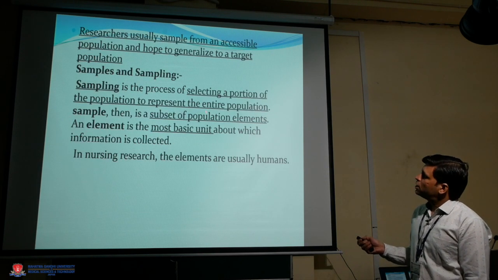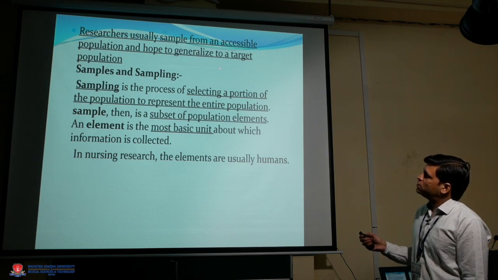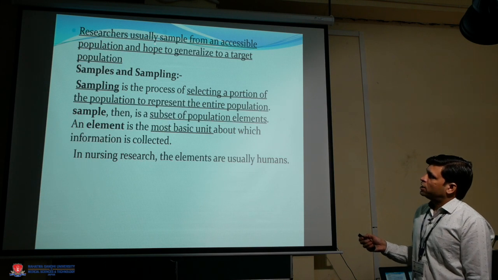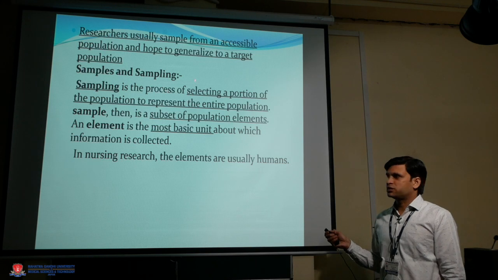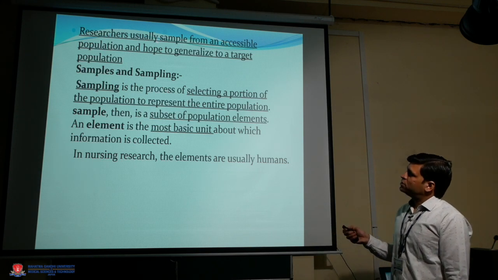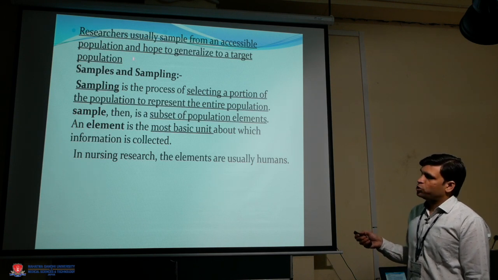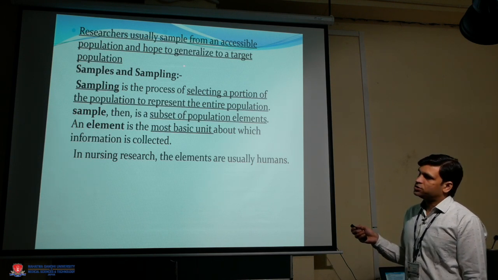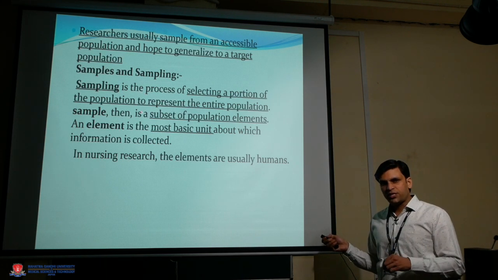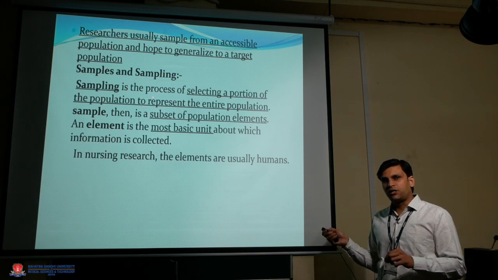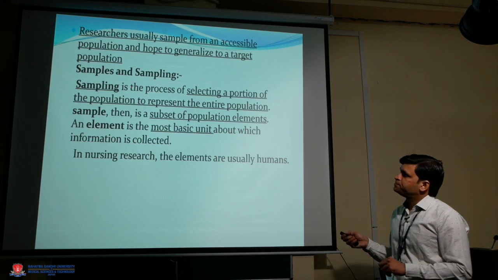Researchers usually sample from an accessible population and hope to generalize to a target population. This is a very good way to understand the difference between target population and accessible population. Researchers select the sample only from the accessible population, and after conducting the study on those samples, the researcher hopes to generalize the result of that particular study to the target population.